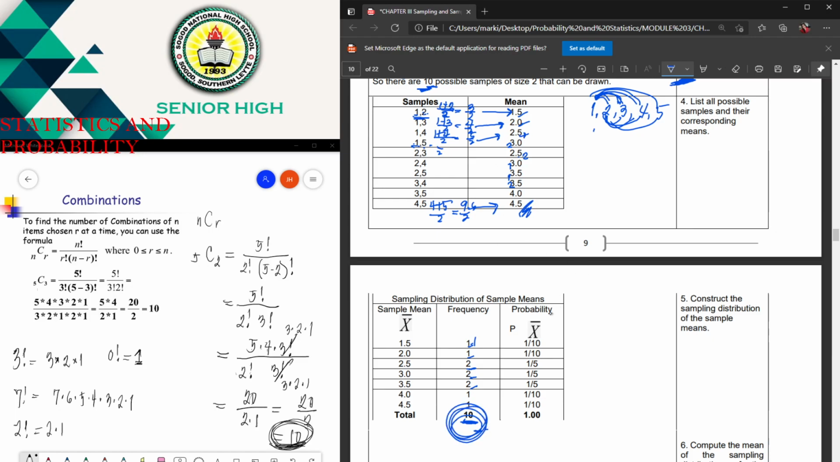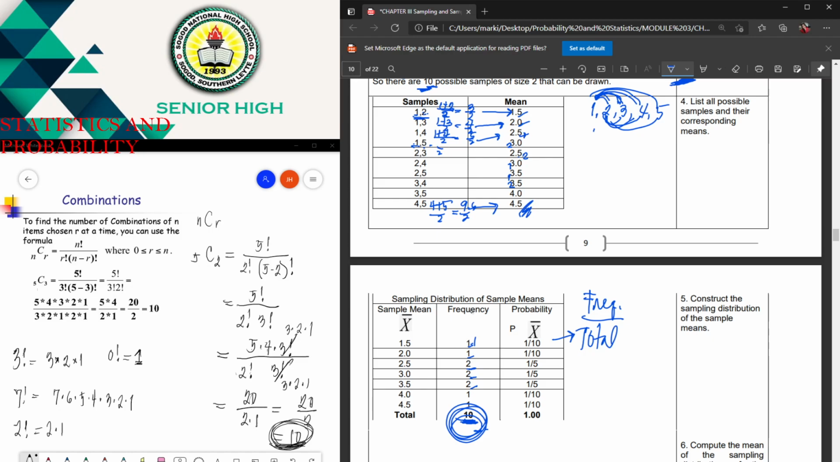So, how did you get this probability? Since 1.5 is only 1, that is 1 over the total. Again, frequency over the total. So, 1 over 10. Okay? This one too, 1 over 10.